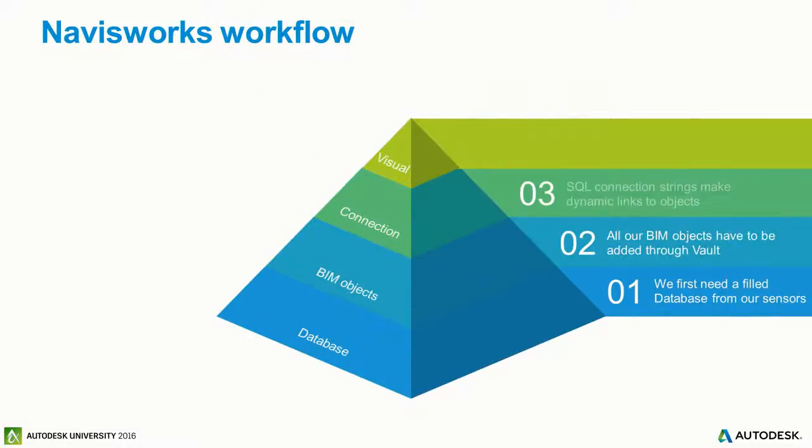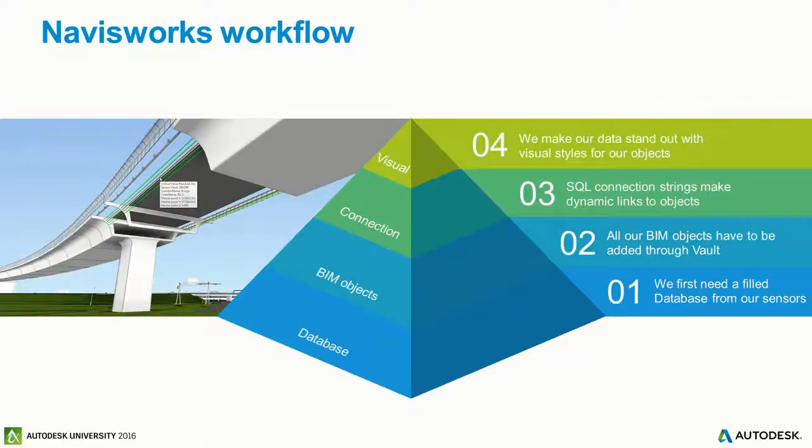So how is our Navisworks workflow? We need a database. I just showed you we need a database. We fill it. That's our first step. We need that. The second step is we need all our BIM objects. They have to be added through Vault because we're working with Vault, and then we have everything nice in place.